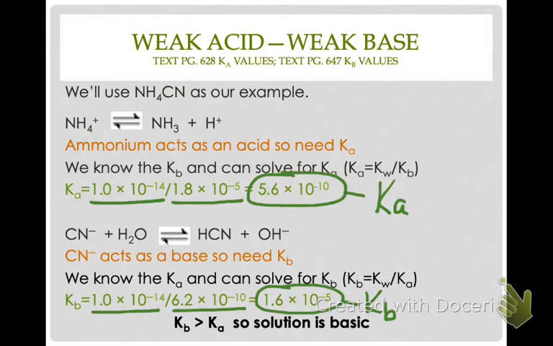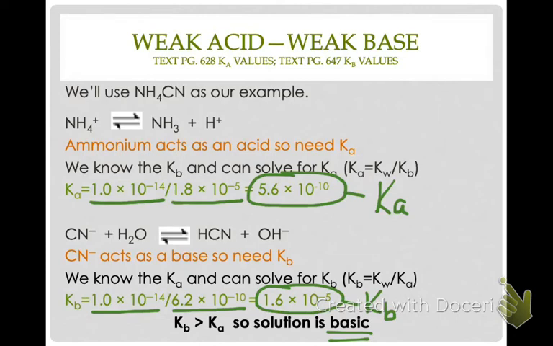Now all I need to do is compare the Ka value with the Kb value, and you can notice here that Kb is larger than Ka. We have 1.6 times 10 to the negative fifth for our Kb and 5.6 times 10 to the negative 10th for our Ka. So because Kb is greater than Ka, this solution is basic.